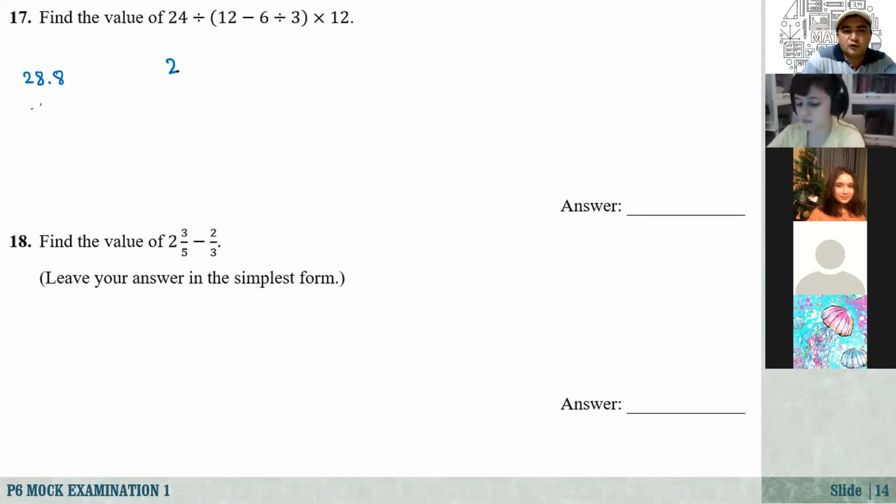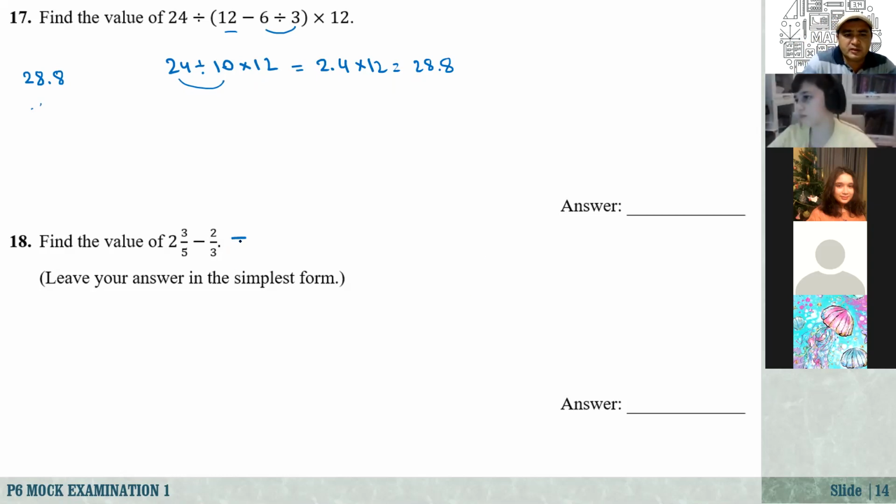How do we know that? That is 24. At first, we have to start from the innermost brackets. 6 is divided by 3, that is 2. 12 minus 2, that's equal to 10. So the whole thing inside the parentheses is equal to 10. And here multiply by 12. If we have division and multiplication, we have to start from the leftmost side. 24 is divided by 10, that is equal to 2.4. And multiply by 12, that's equal to 28.8.